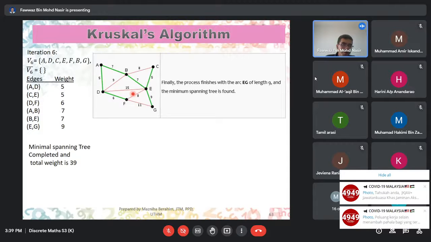Okay, so once kita dah go through all the vertices, kita akan dapat kita punya final minimal spanning tree kita yang complete-nya. Okay, jadi ada apa-apa soalan? Macam mana nak solve, macam mana nak identify the minimum spanning tree from a graph based on Prim's and Pascal's algorithm? No sir. Okay.